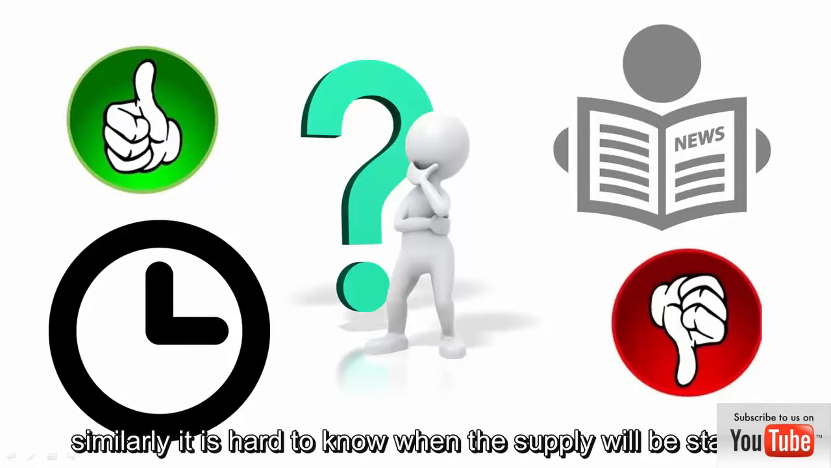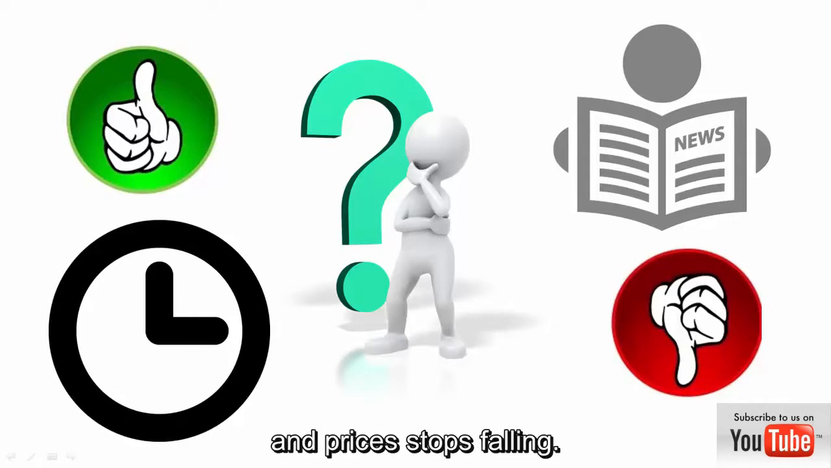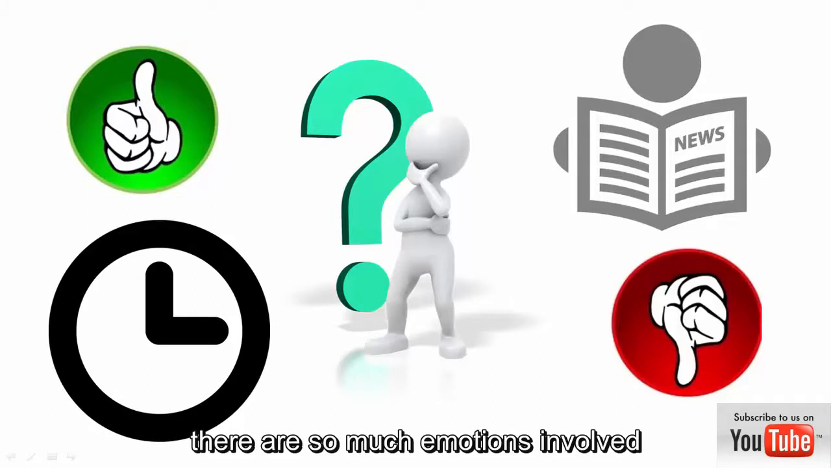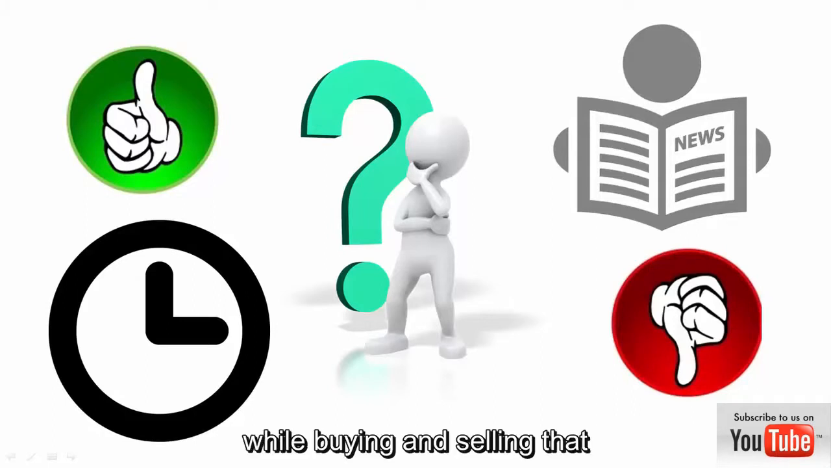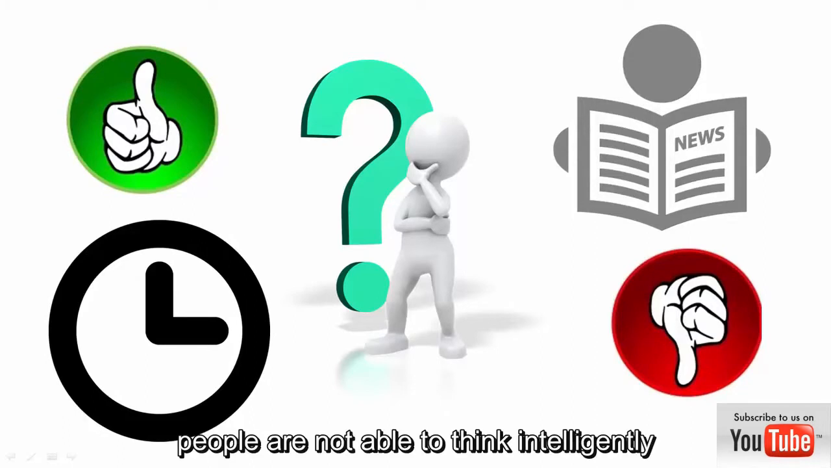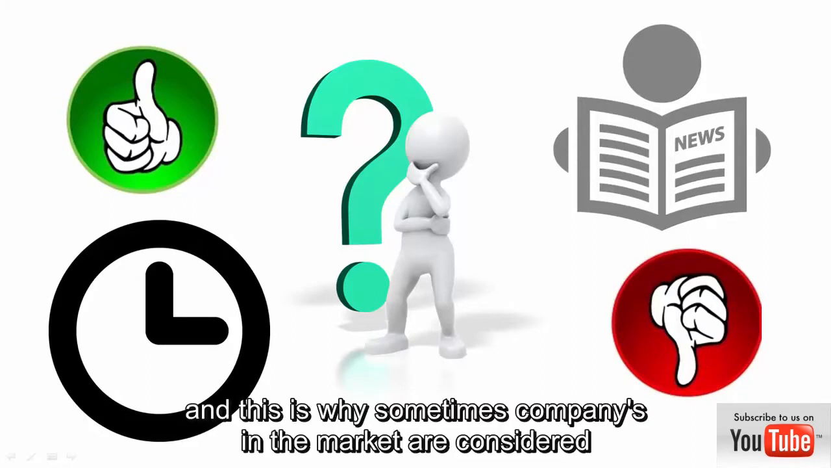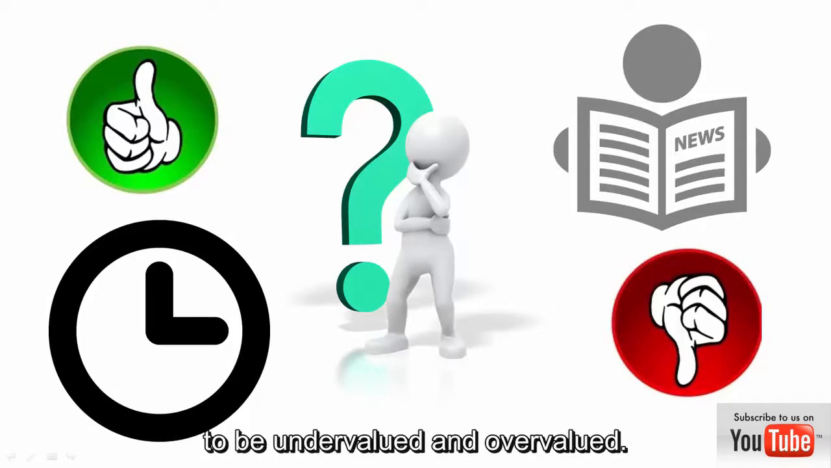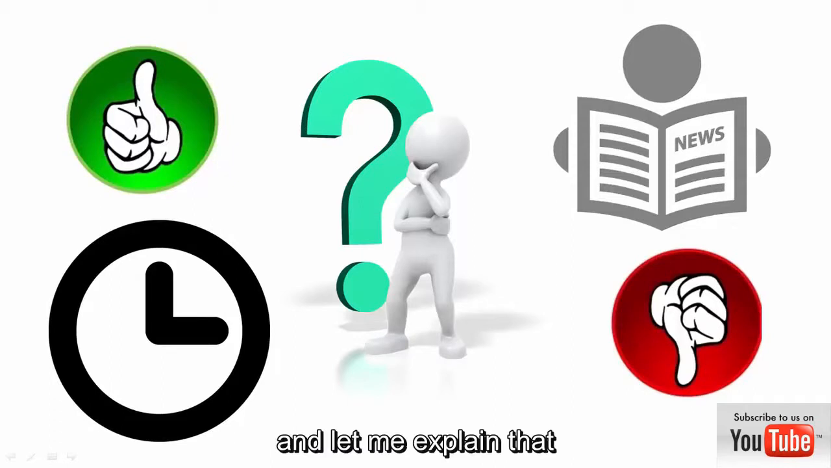Similarly, it is hard to know when the supply will be stable and prices will stop falling, because people don't invest in the market rationally. There are so many emotions involved while buying and selling that people are not able to think intelligently. And this is why sometimes companies in the market are considered to be undervalued or overvalued. And let me explain that.